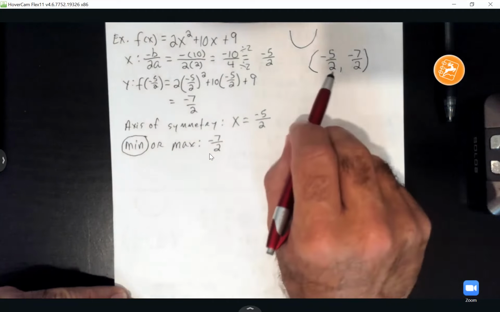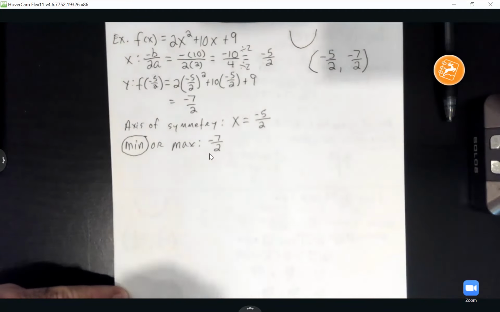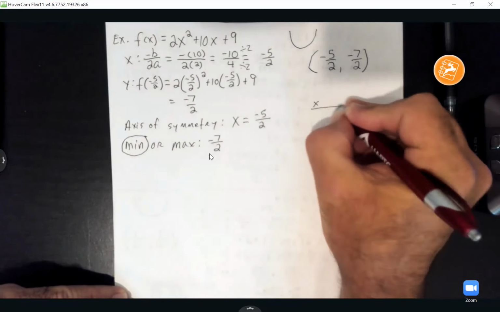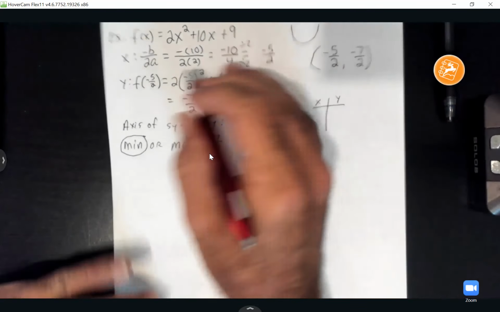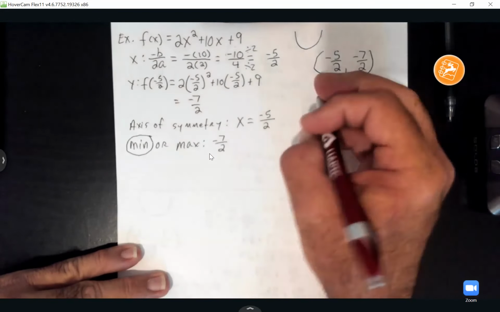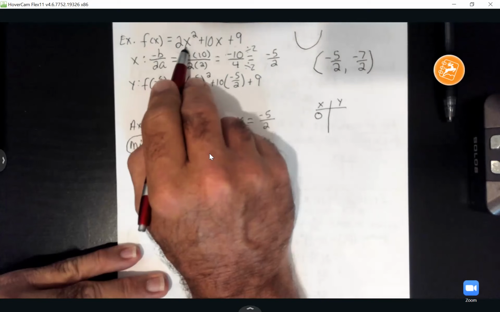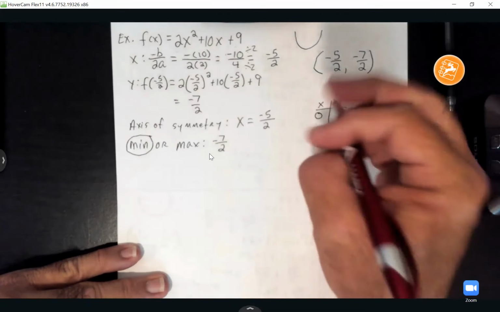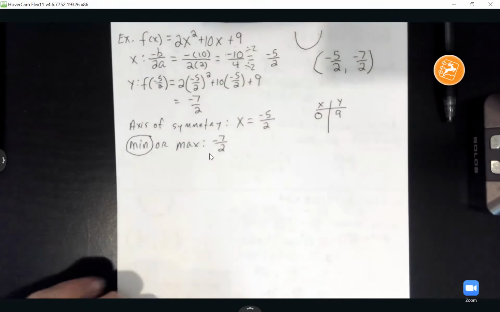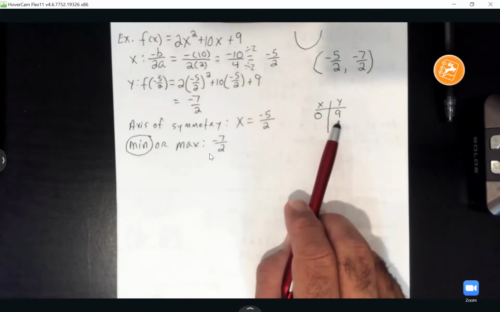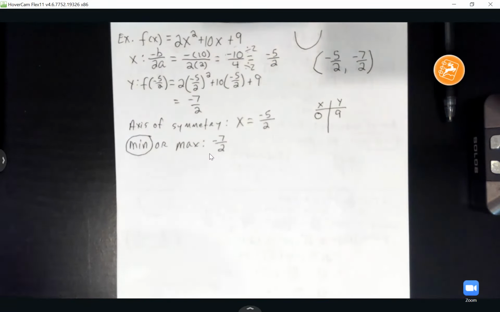And y'all, on this one, I'm going to plot that vertex first. Remember, I need another point. So what I'm going to do, since my last number is sort of small, for my second point, I'm just going to put zeros in for these x's. 0 squared is 0. 10 times 0 is 0. 0 plus 9 just gives me a 9. So when that last number is sort of small, I always use that as my second point because that's the y-intercept. So now let's figure out how to graph that negative 5 halves.